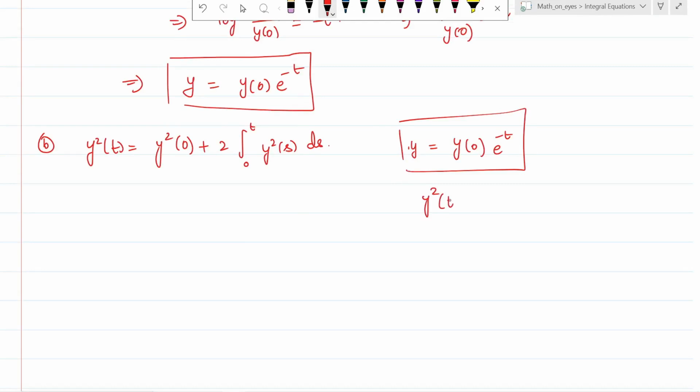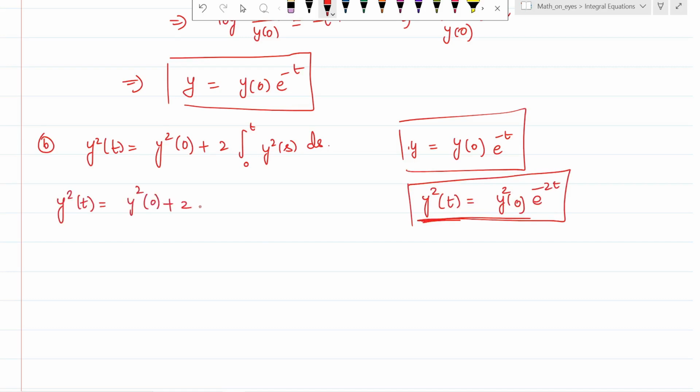Y squared of t will be equal to y of 0, the whole square, into e to the power minus 2t. This is what we need to get. We will check whether we are getting the same thing. y squared of t is equal to y squared of 0 plus 2 times the integral 0 to t of y squared of s ds, right? So here y squared of s is going to be y squared of 0 e to the power minus 2s ds, which is equal to y squared of 0. We will just verify the RHS.